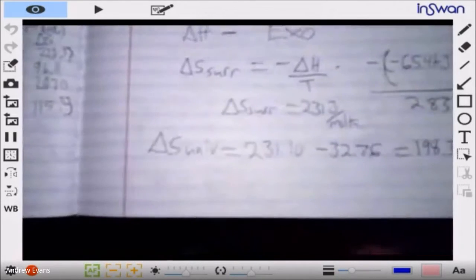Let's see if it's easier to read or harder. Let's see.